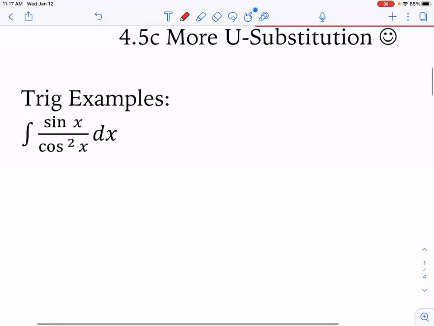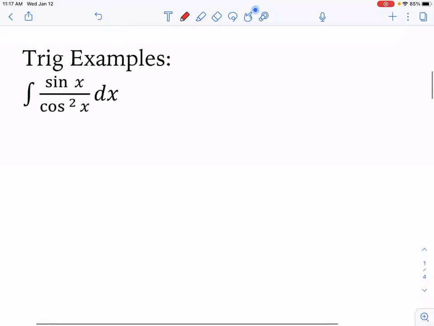All right. So when we are looking at examples with trigonometry, and we sort of looked at this yesterday, we have two options. Either we find a way to rewrite using identities so that we can use one of our basic rules, or if an opportunity presents itself to use U-substitution, we can look for those as well.